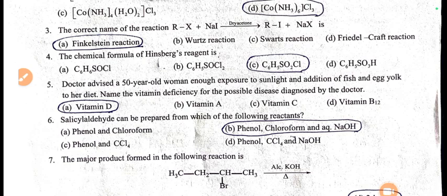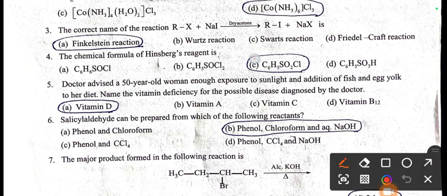Third question, the given reaction is Finkelstein reaction, and the formula of Hinsberg reagent is C6H5SO2Cl, benzene sulfonyl chloride. Fifth question is vitamin D, because in the sunlight only vitamin D is going to be synthesized.